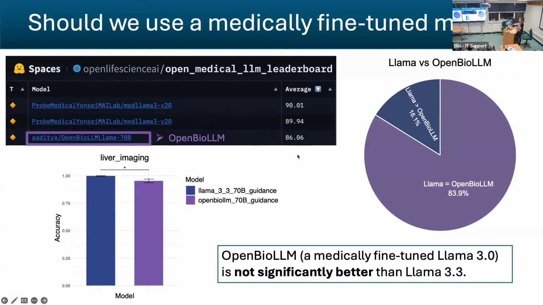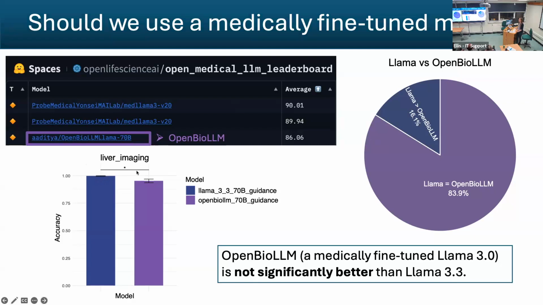But for my task and on our data, we found that actually there was a sample of questions where the general model was better than the medically fine-tuned one. And this was a bit of a surprise, but it was very useful to know this. And it included questions like, is this liver imaging or not, which is quite interesting. And we have a few ideas of kind of why that happens.